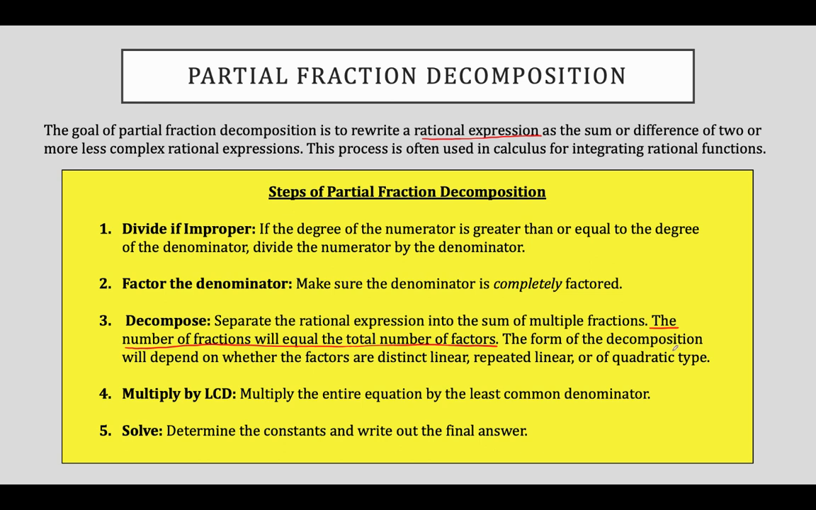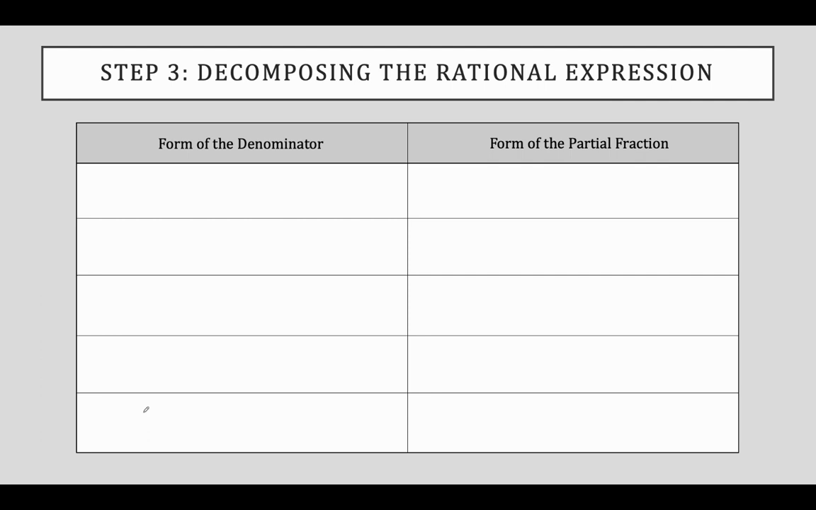The form of the decomposition will depend on whether the factors are distinct linear factors, repeated linear factors, or of the quadratic type. Step number 4, we multiply the entire equation by our least common denominator, to get rid of all of our fractions. Step 5, we are going to solve for each of the constants and write out our final answer. Now, steps 4 and 5 will make a little bit more sense once we get into a few examples. But right now, I just want to talk about step number 3, the decomposition of the rational expression.